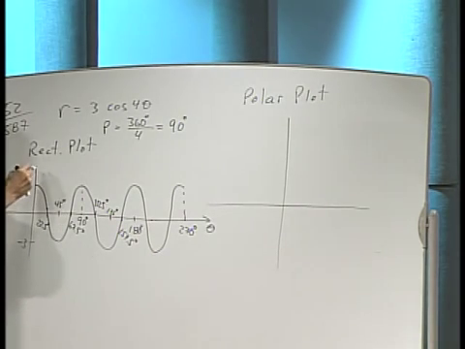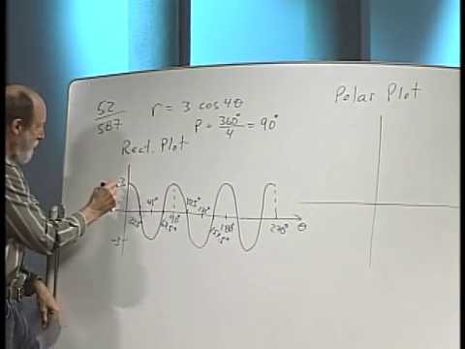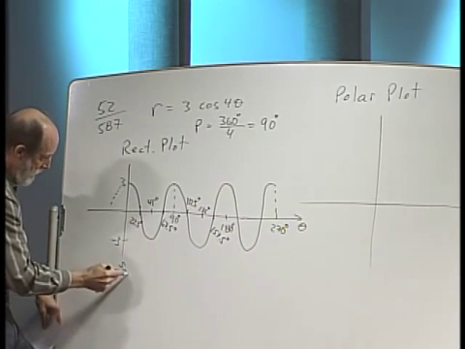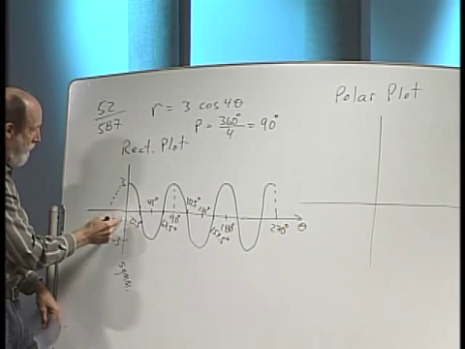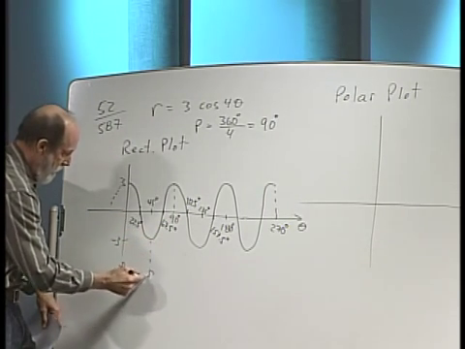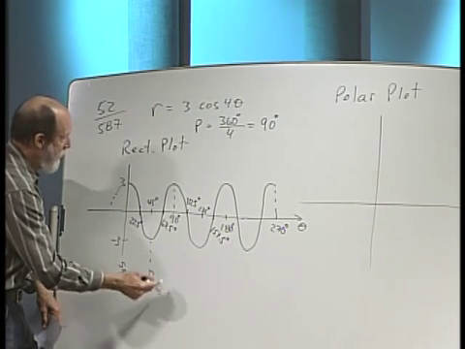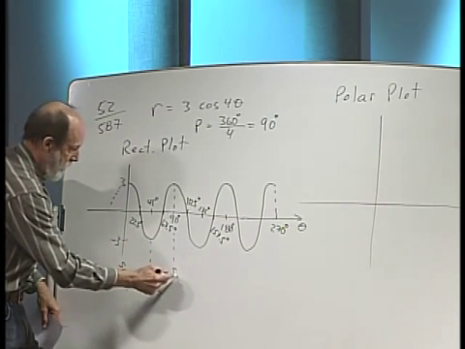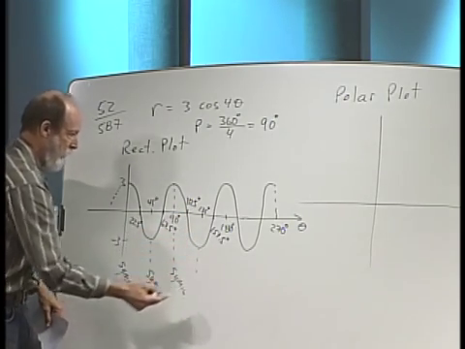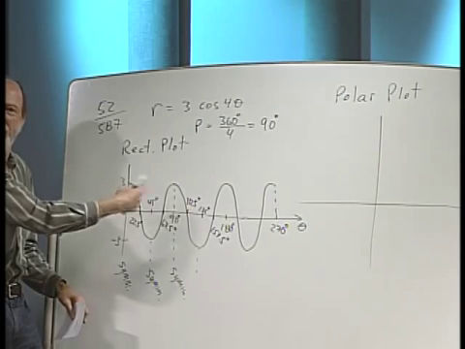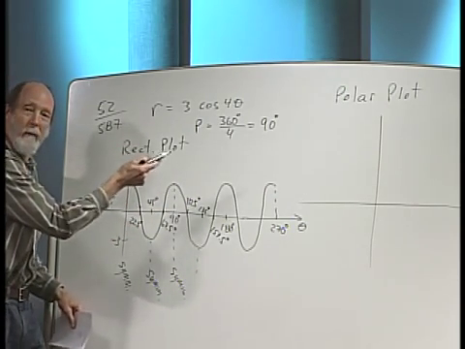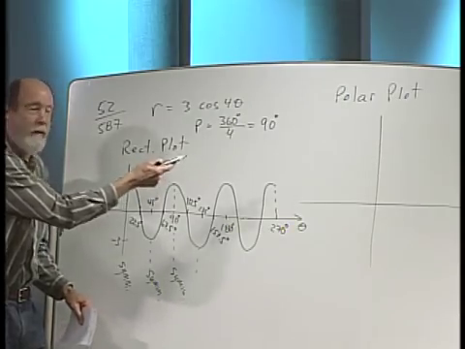Notice, isn't there some symmetry here? Even if I went negative on this, right? Isn't there symmetry around 0 degrees? And around 45 degrees? And around 90 degrees? Etc. Right? Do you see the symmetry of the function? Whenever you see that, that's going to show up as symmetry in the polar graph.